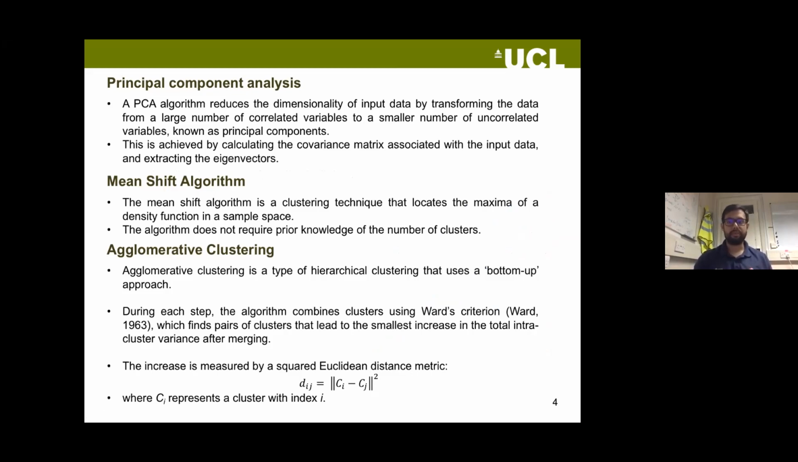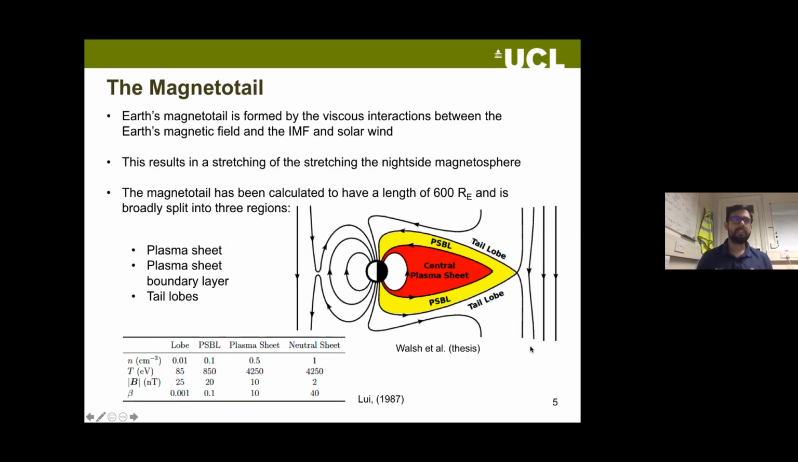Once we have our 3-dimensional data set of 10 years of magnetotail data, we then apply the mean shift algorithm, which tells us how many different populations we should be seeing in the magnetotail based on the reduced dimensionality. And then once we've got this number, we apply the agglomerative clustering method, which splits the data into these different populations.